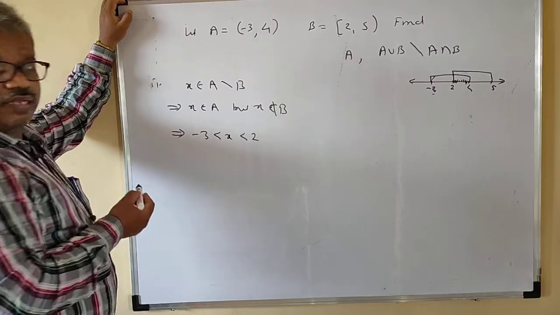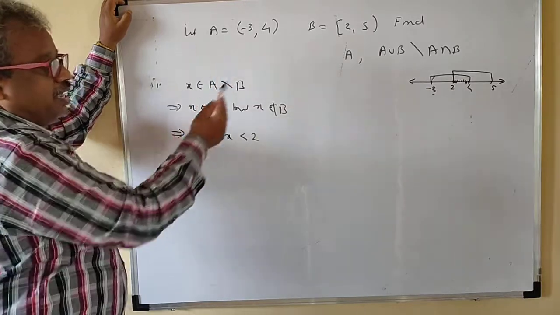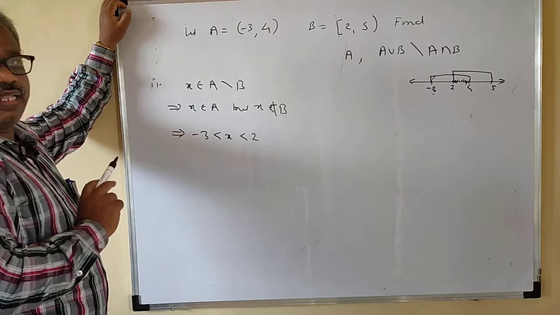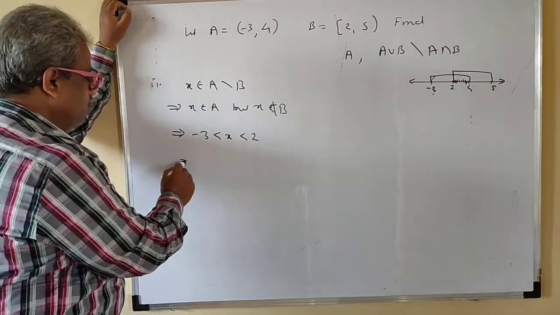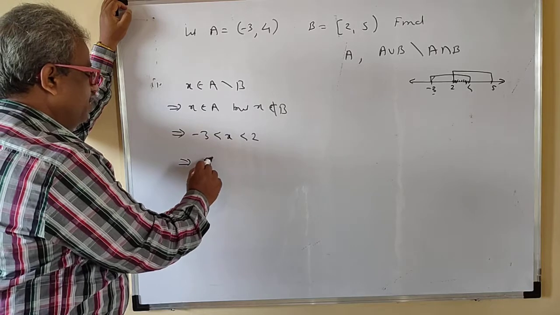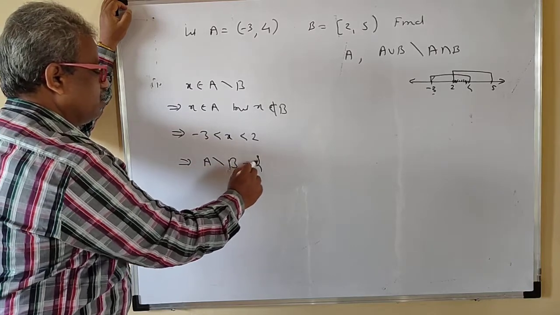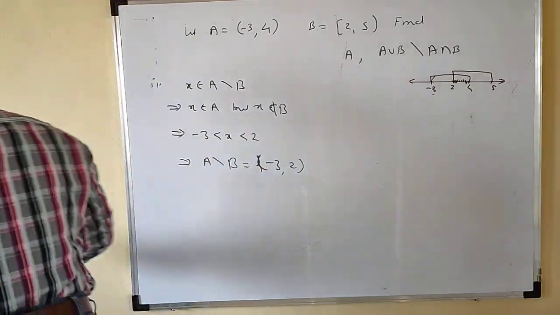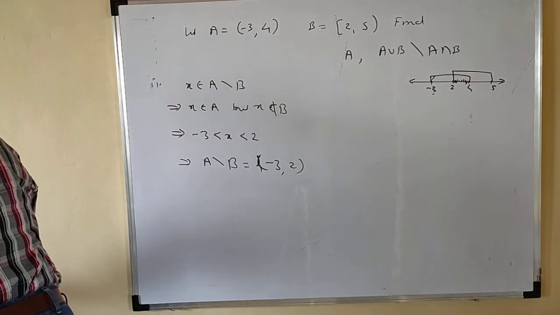So you have to take the strictly less than. 2 is in A, but 2 is in B also, and we have to drop the elements of B here. Therefore A minus B is the open interval (-3, 2), the open interval minus 3, 2.